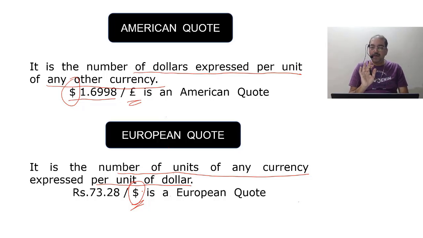This is clear? Up till here you have understood? Okay. Now we go to two other codes. Now this is coming in pairs. This is the first pair: American code, European code. Now the second pair that I'm going to have is going to be direct code and indirect code.